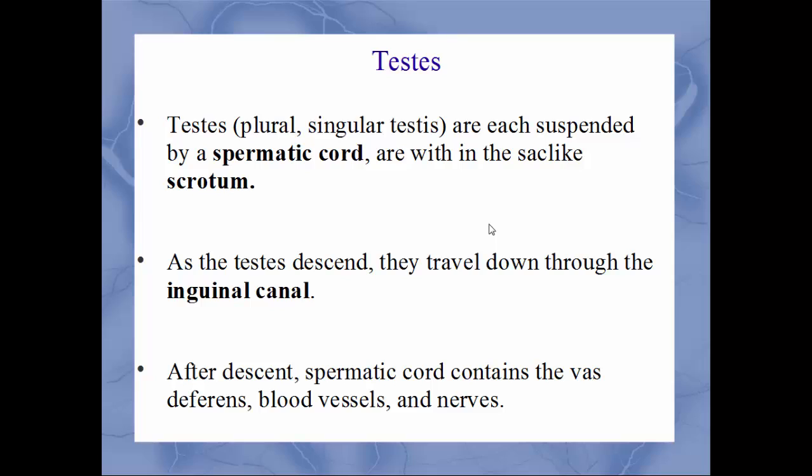Right, the testes are suspended by what's called the spermatic cord, and they will sit in the sac-like fleshy tissue called the scrotum. And as the testes descend, as the male fetus is developing, they will travel down what's called the inguinal canal. And after they descend, the spermatic cord will contain structures known as the nerves, the blood vessels, and the vas deferens. So the spermatic cord holds a lot of material.